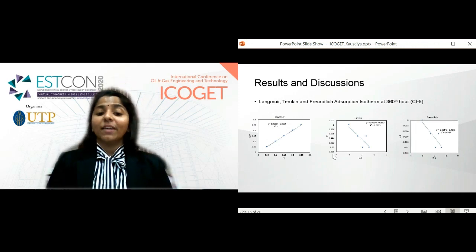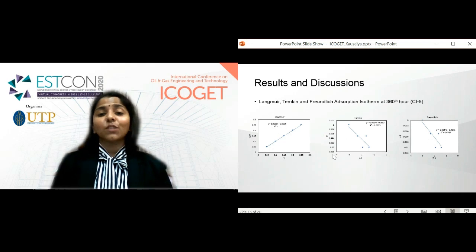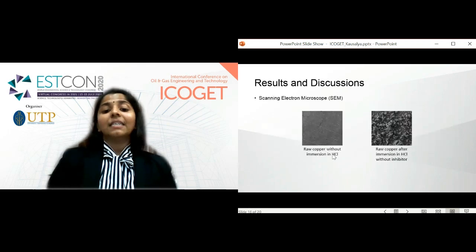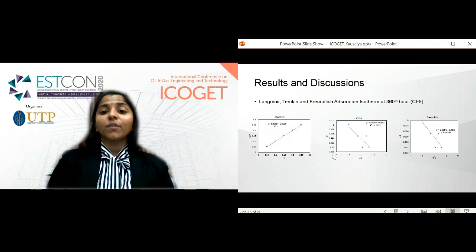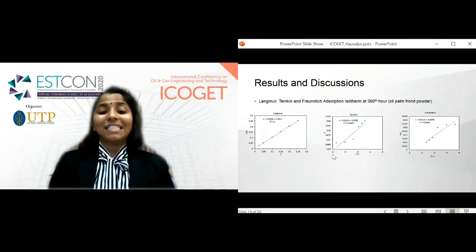Now talking on the value of K and the Gibbs energy obtained for the Langmuir isotherm for empty fruit bunch was 39.45 liter per gram and negative 18.87 kilojoule per mole. As for the oil palm frond, the K value obtained was 38.69 liter per gram and negative 18.83 kilojoule per mole.